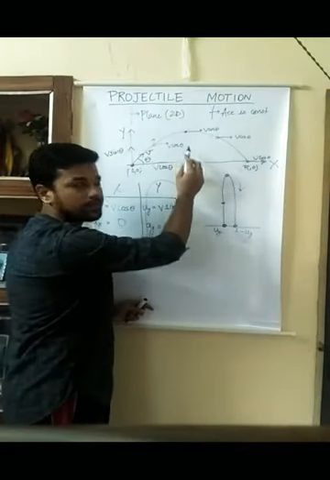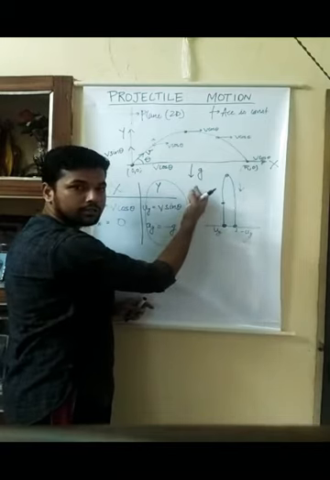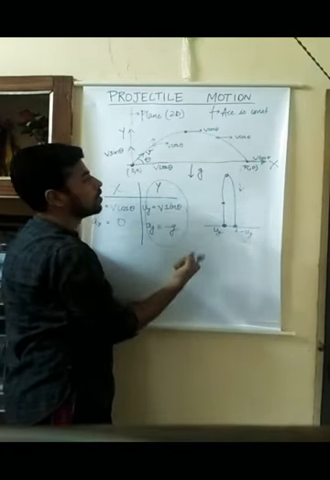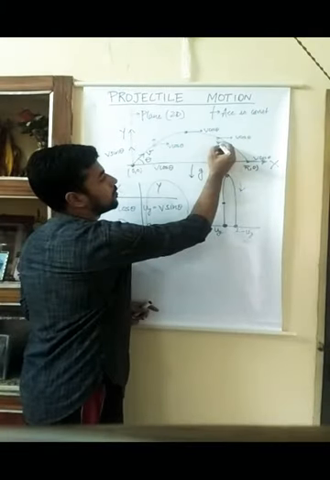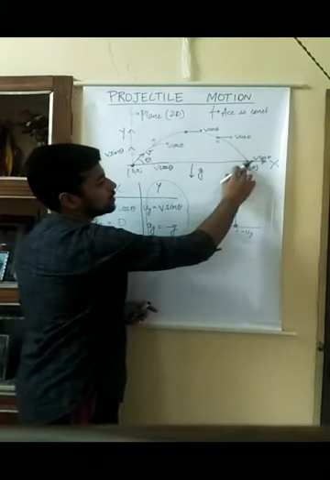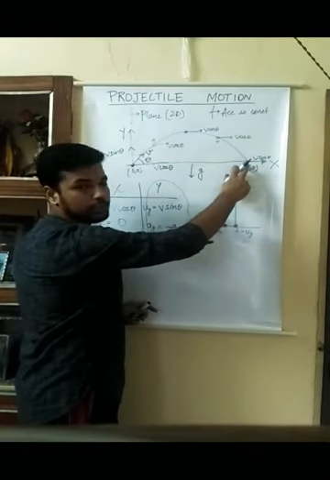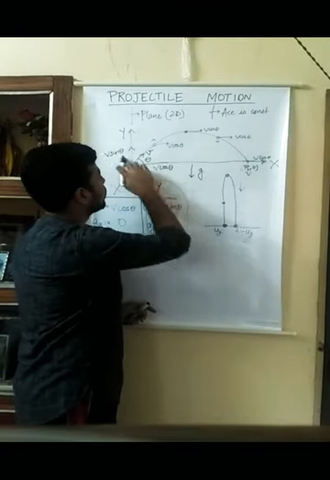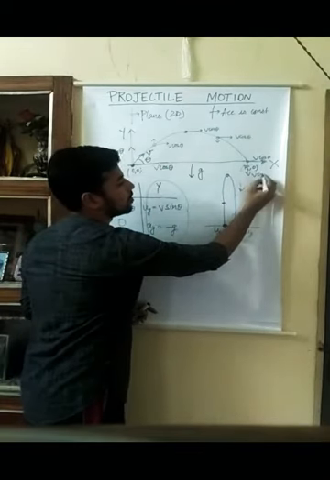After this point, acceleration due to gravity is trying to pull the ball towards negative y. So some negative y velocity will be attained here. And when the ball reaches back to this position, it would have again reached velocity v sine theta.